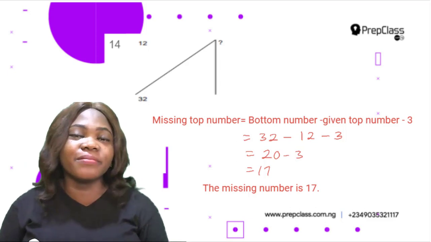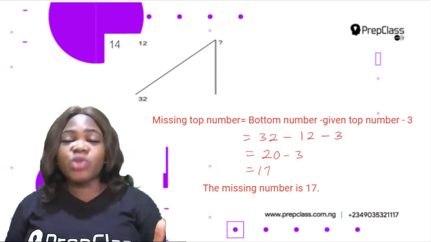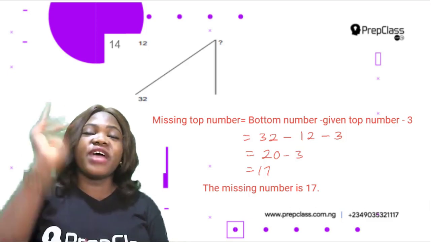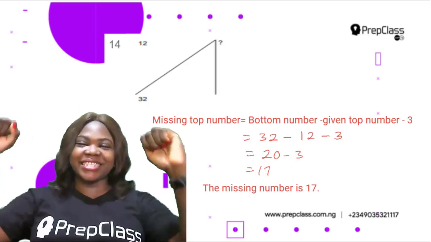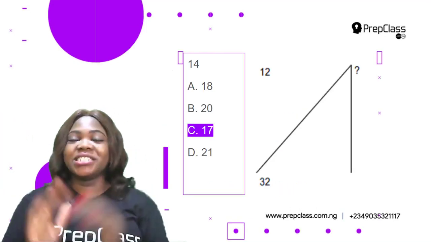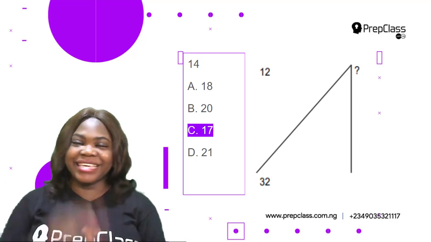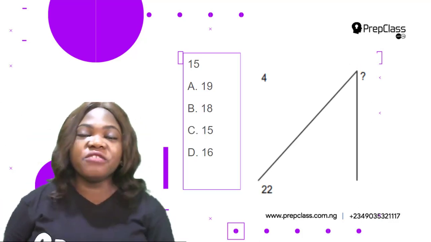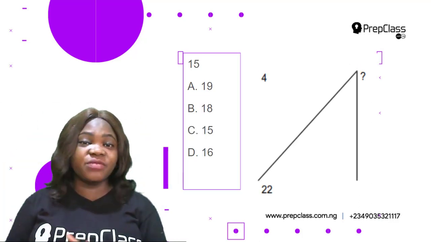What do we do to odd numbers? We add 3. So 29 plus 3 would give 32. So yes, we got it right. So the correct option here is C. Check. Question 15, which is the last question in this video.